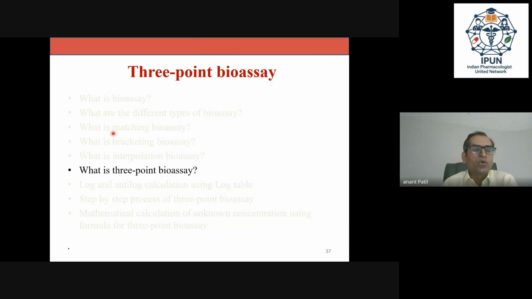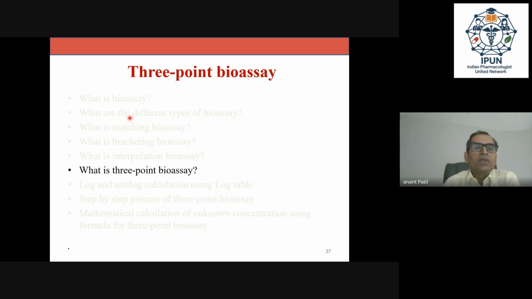So now we have spoken about the matching bioassay, bracketing bioassay, interpolation bioassay. Now coming to the most important one, the 3-point bioassay. The name says that there are 3 points. Now what are these 3 points? Basically, 2 of the standard solution and 1 of the unknown. So you have 2 points of the standard solution, 1 point of the unknown concentration, and that is what is called the 3-point bioassay.